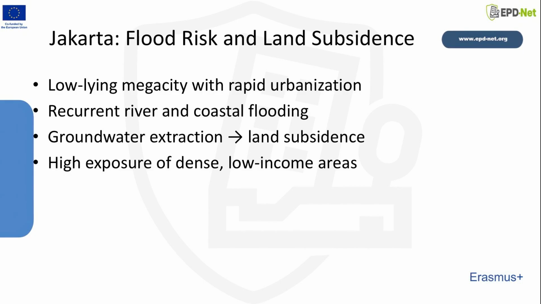Many vulnerable communities live in dense, informal or low-income neighborhoods located in floodplains or along canals, where drainage is poor and protective structures are limited. Here we set the stage for understanding why remote sensing, particularly satellite-based monitoring of ground deformation and flood patterns, has become a crucial tool for Jakarta's planners and disaster managers in assessing risk and prioritizing adaptation measures.